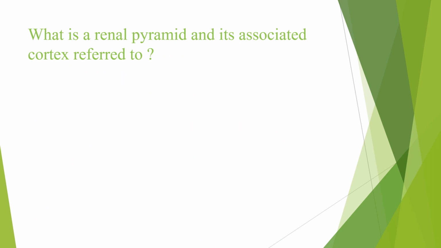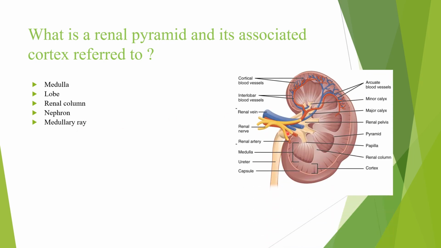So the first MCQ is: what is the renal pyramid and its associated cortex referred to? The different options are medulla, the lobe, renal column, nephron and medullary ray. You can best understand this through this diagram: this is the renal cortex and its associated area, which is referred to as the lobe. So the correct option is the lobe.